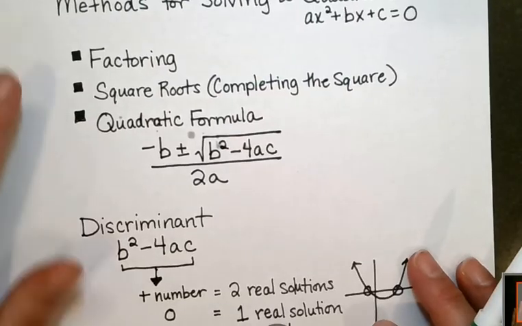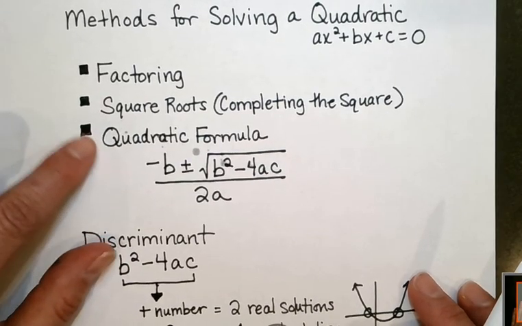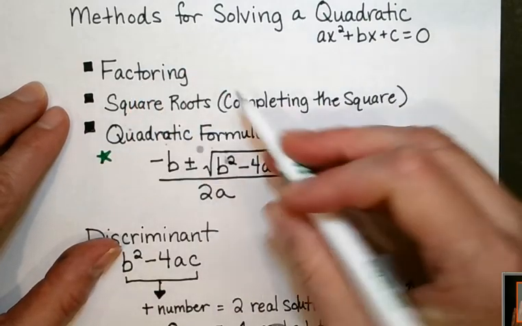the 3 methods that we've learned about are factoring, square roots, which includes completing the square, and the quadratic formula. And the quadratic formula is kind of nice because it works for all problems.